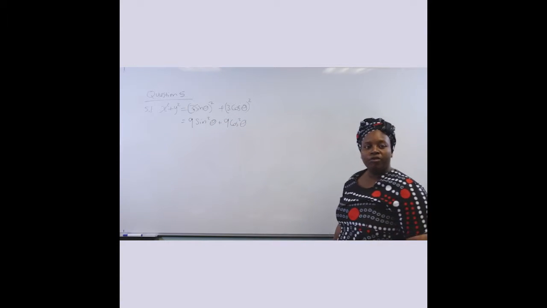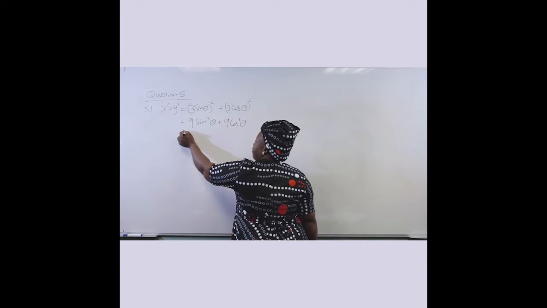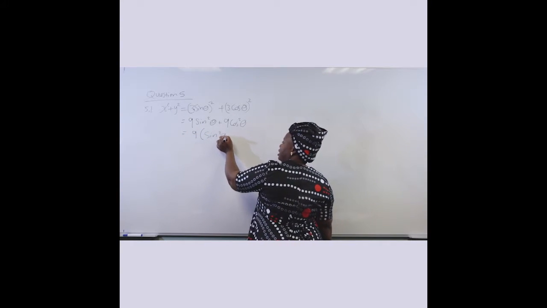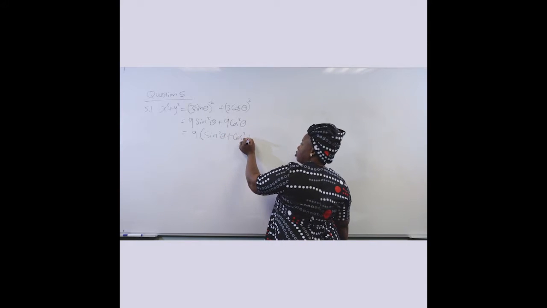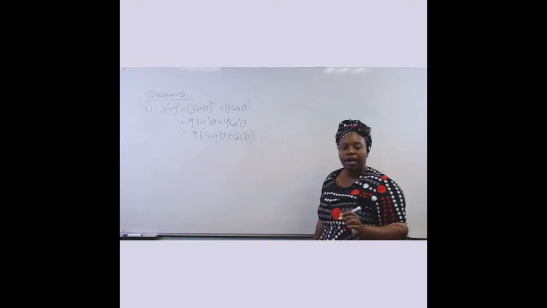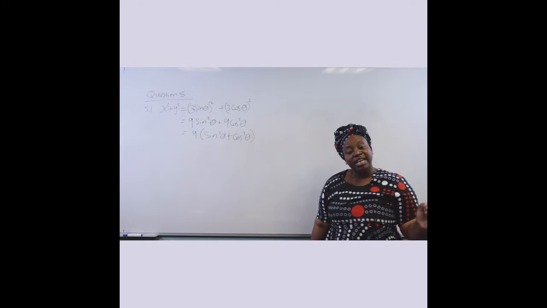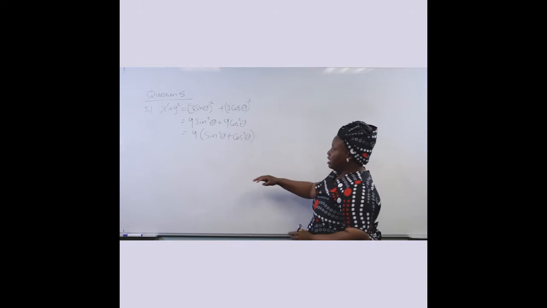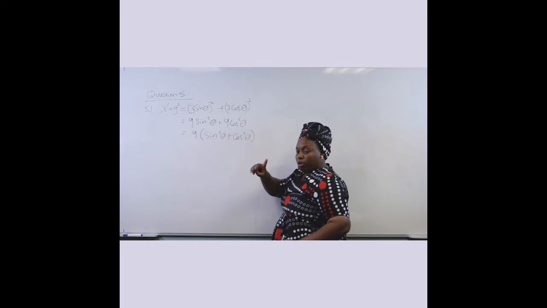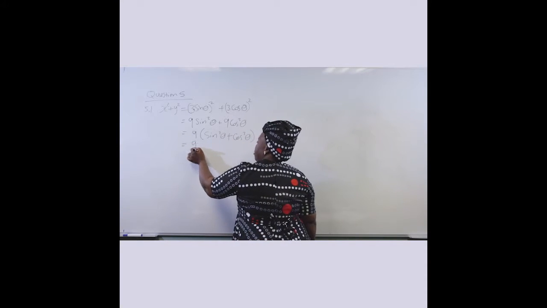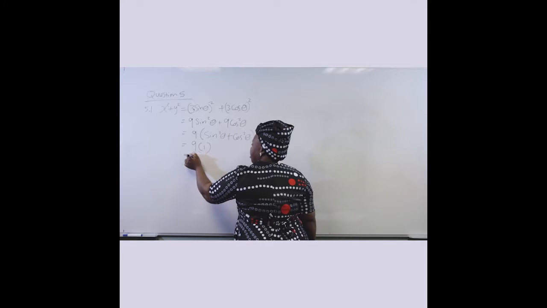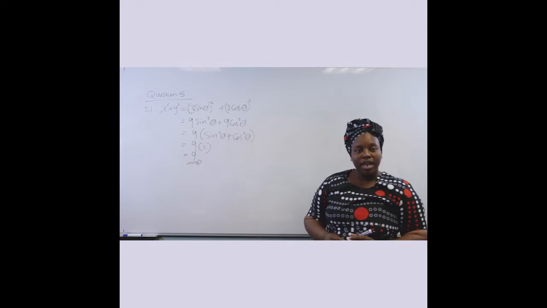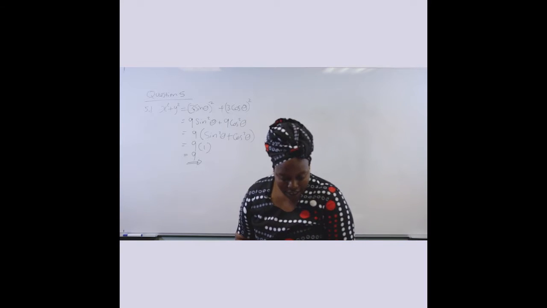If we take out the common factor of 9, we will have 9 multiplied by sine squared theta plus cos squared theta. This is one of the identities that says sine squared theta plus cos squared theta is equal to 1. So that's always the case. It means we're going to change this to make it 1. So this is 9 multiplied by 1, which should be 9. Meaning that x squared plus y squared is equal to 9. And they give you your 3 marks.